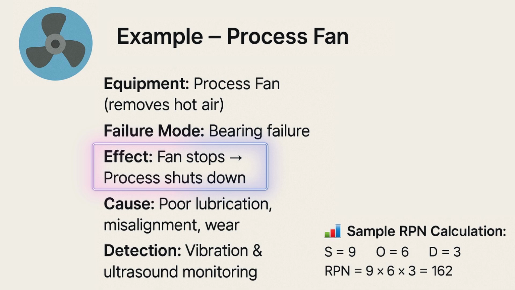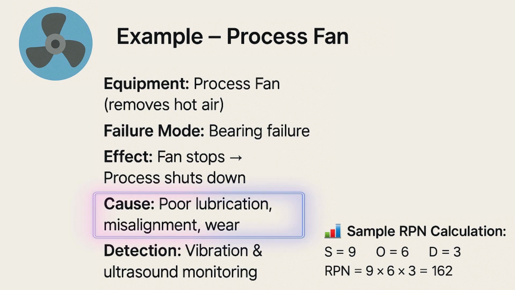And what will be the effect? For example, this fan is very crucial for the system, so definitely the entire process will shut down. Then I will ask you what can be the reason for this. The reason for this bearing failure can be that the bearing is not lubricated properly, maybe some fitment issues, or maybe some misalignment issues. So there can be a lot of causes.